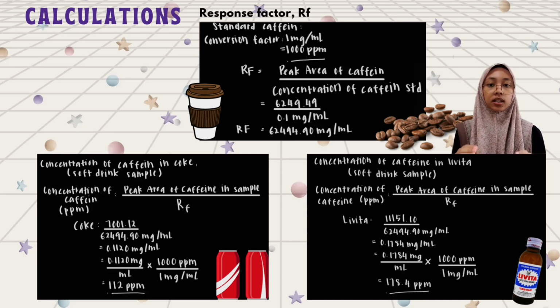Next, in order to calculate the concentration of caffeine in soft drink sample, the first sample we have is Coke. So now the first step is dividing the peak area caffeine in sample over RF, which is response factor that we get from caffeine standard earlier. So by following the formula for Coke that we obtained is 7001.12 over 62494.90 mg/ml. And then we could get 0.1120 mg/ml.